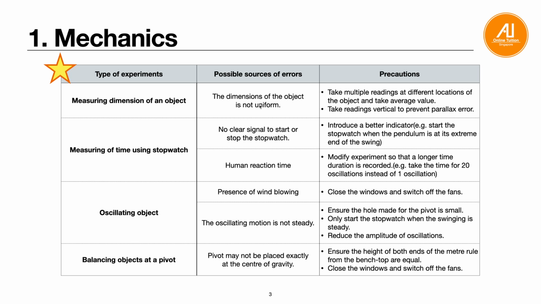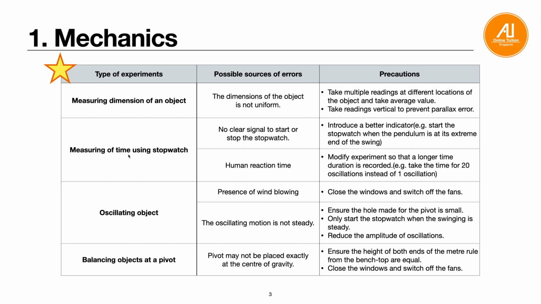Okay, so what's the precaution? You should take multiple readings at different locations and then take the average value. And then of course, you can also mention take reading vertically to prevent parallax error. Okay, but ideally you should mention the first one. Try not to give the generic one unless you really can't think of a better source of error.